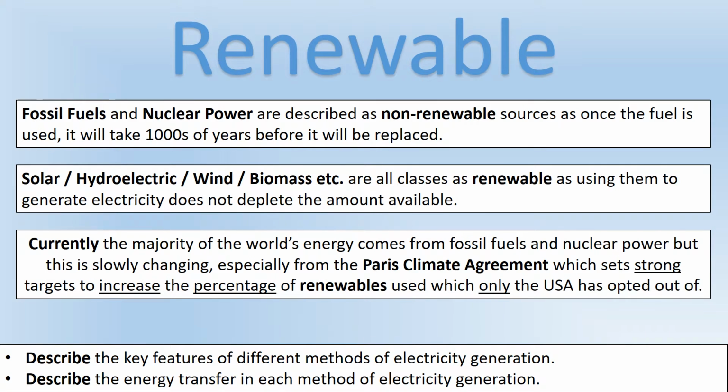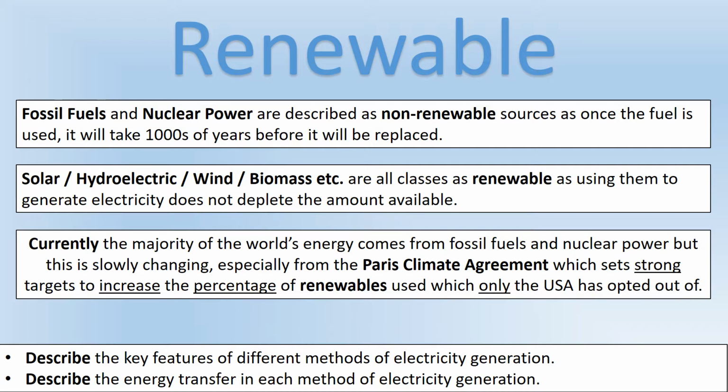So to summarize, we generally put those methods into two categories. We either have fossil fuels and nuclear power, which we describe as non-renewable because once we use that fuel, it will take thousands of years to replace it. And we describe things like solar or hydroelectric as renewable because when we use them, it doesn't deplete the amount of energy available there. It's always being replaced. It's always windy. More rain is developing, so the hydroelectric dam refills itself. Things are always dying, so we always have biomass. So those are always available to us and are constantly being replaced, so we call them renewable.